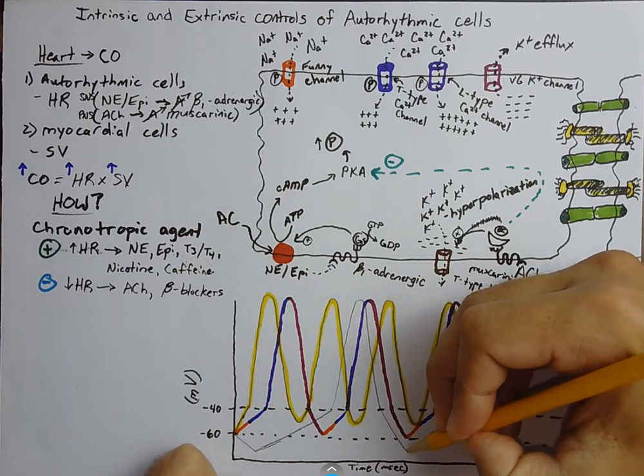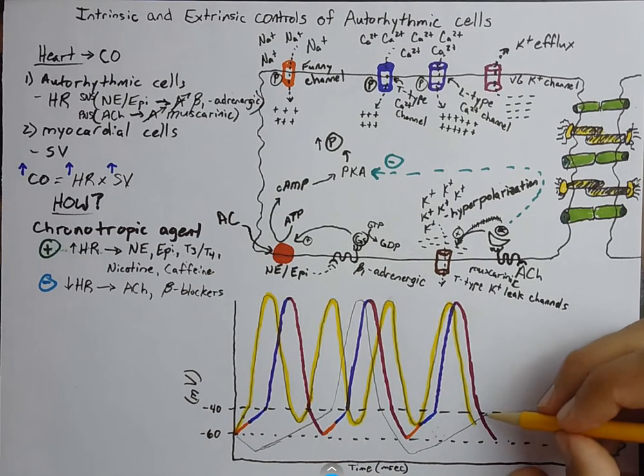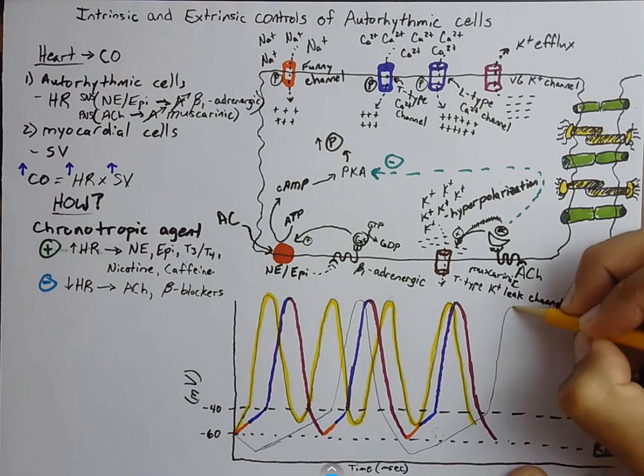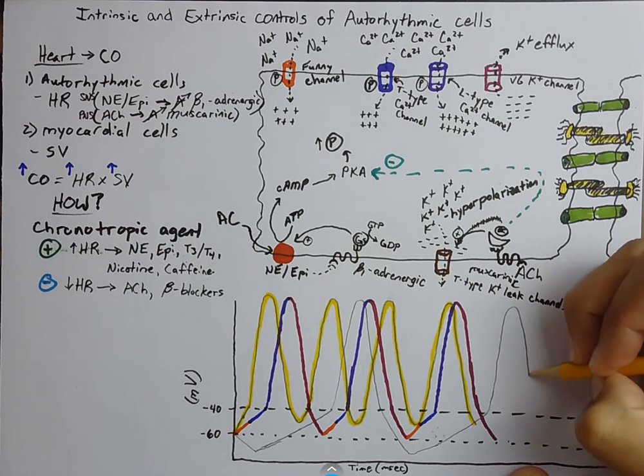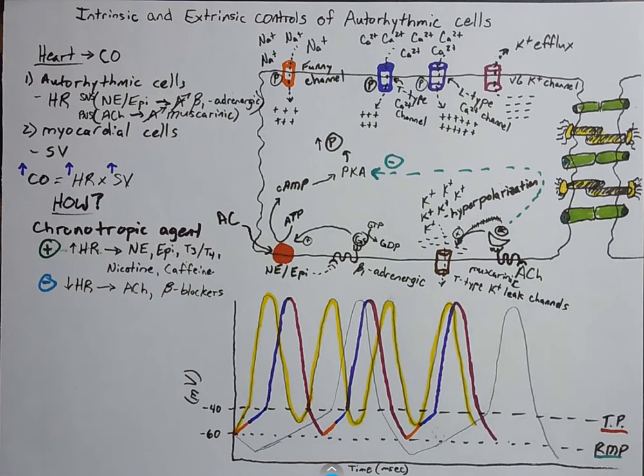We hyperpolarize. We have a slow rate of depolarization. Then we finally hit that threshold potential. And what's going to happen? Those L-type calcium channels open. Then the voltage-gated potassium channels open. And we slow down, we're hyperpolarized. So this here probably is going to be best represented with the color green. Let's make it stand out.